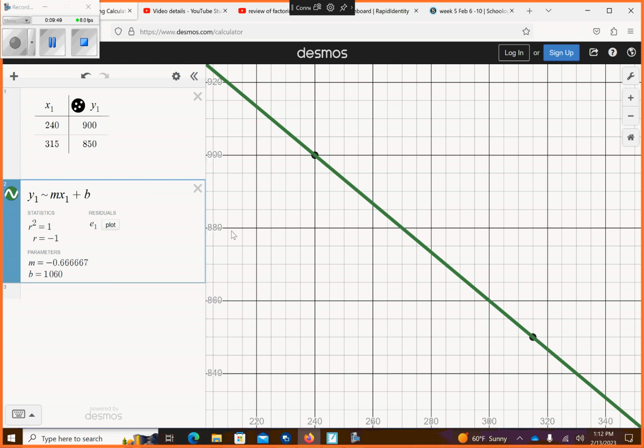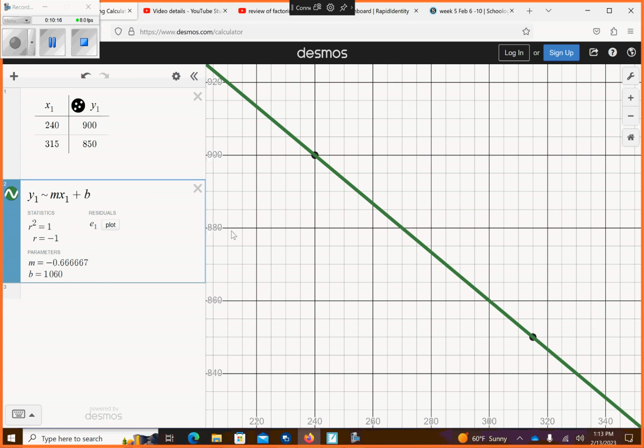Assuming the demand function for this is linear, write its equation. So our equation is y equals negative 2/3, or negative 0.667, x plus 1060. That's all you have to do on that one. And then, using the graph to the right, label each function as demand or supply. So demand often has a negative slope.